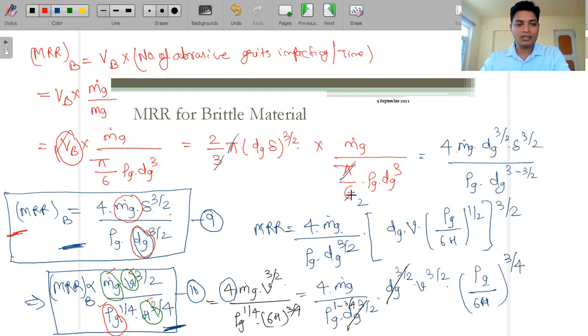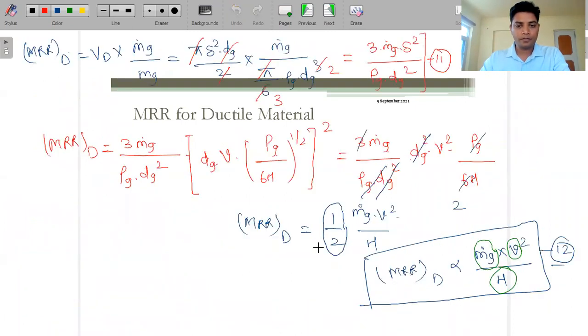Let's consider the other case as well, the ductile material. For the ductile, this is the mass flow rate, that is m dot g, and this is dg square, which is given to you. And if you see the expression in terms of mass flow rate, v square and h, the diameter term is not available.